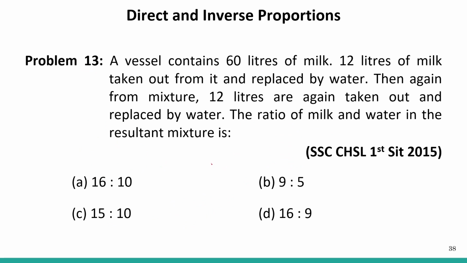So let's see problem number 13. A vessel contains 60 liters of milk. Okay, so 12 liters of milk is taken out from it and replaced by water. Then again from the mixture 12 liters are taken out and replaced by water. So the ratio of milk and water in the resultant mixture is. This question has been asked in the SSC CHSL first sitting 2015 paper. So is it 16:10, 9:5, 16:9 or 15:10? So let's figure it out.